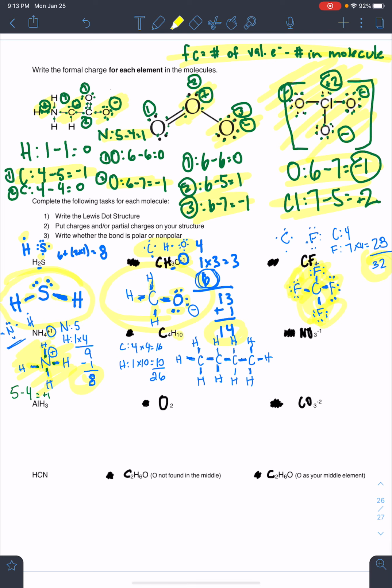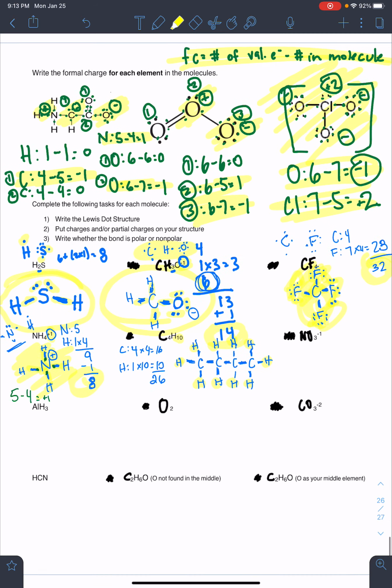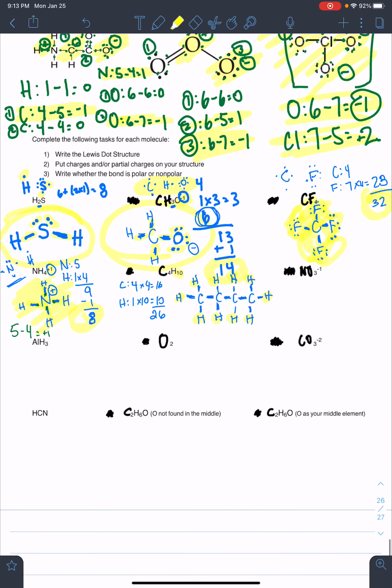Now if we do that, let's make sure we have the right number of H's. So we need 10 H's. We have 1, 2, 3, 4, 5, 6, 7, 8, 9, 10. So that's perfect. So let's just check to make sure we have 26 valence electrons. So we have 2, 4, 6, 8, 10, 12, 14, 16, 18, 20, 22, 24, 26. So this works out because we have 26 valence electrons there. It says we need 26, so this is your structure.